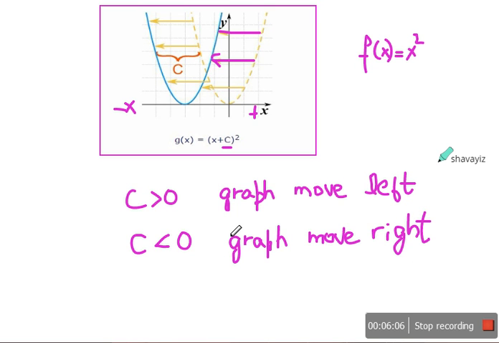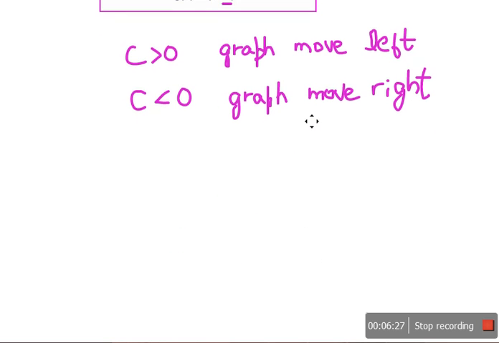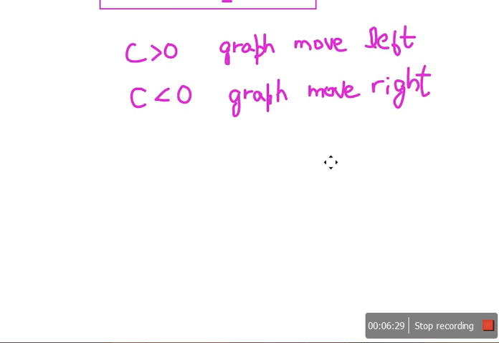Yes, greater than 0 means positive numbers, all the positive numbers. If you add a positive number to the x value, the graph moves left. If you add a negative number to the x value, the graph moves right. Okay, so this is all about moving the graph left and right.